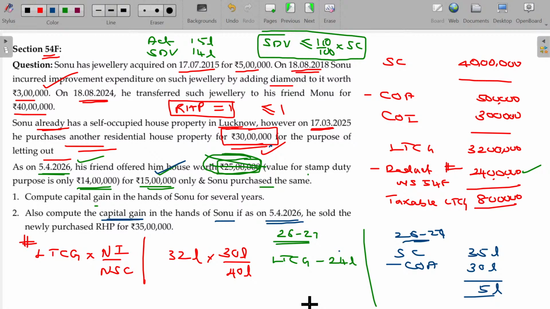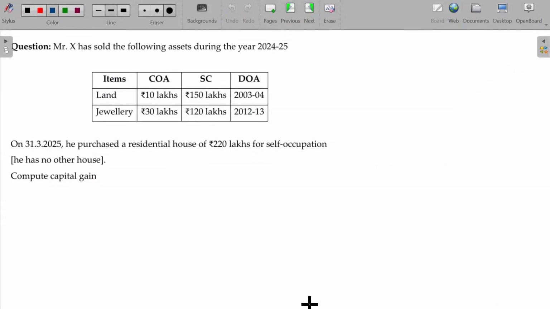Now, one more illustration for the same section. Mr. X had sold the following assets during the year 24/25. We have been given land and jewelry, and the cost of acquisition, sale consideration, everything is given.